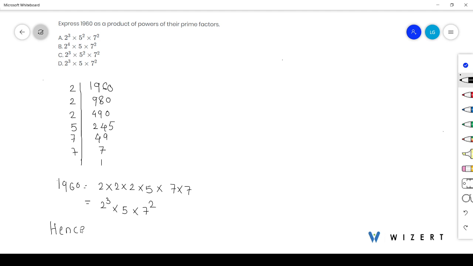Hence this 1960 can be written as a product of powers of their prime factors as 2 cube into 5 into 7 square. From available options, we have option D as 2 cube into 5 into 7 square.